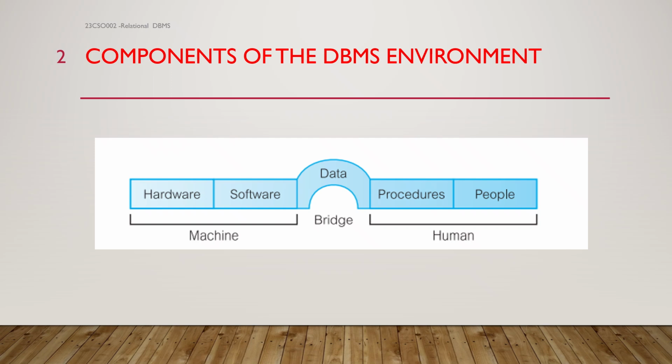Machine and human. These are the two main divisions included in the components of the DBMS environment. Here data will act as a bridge between machine and human. Hardware and software come under the category of machine. Procedures and people come under the category of human. So data acts as a bridge between machine and human. These are the main components of DBMS.